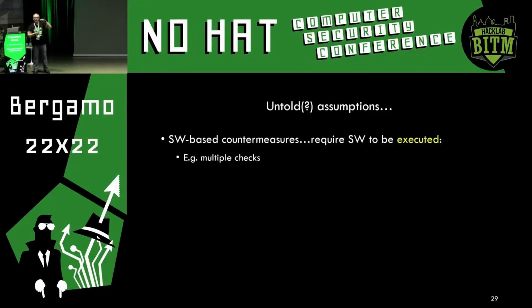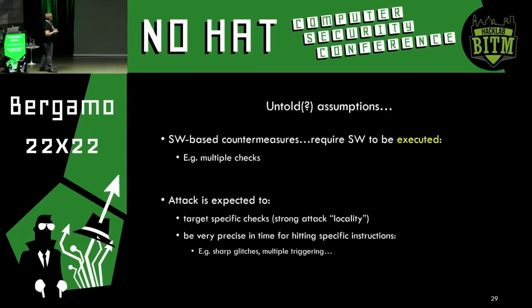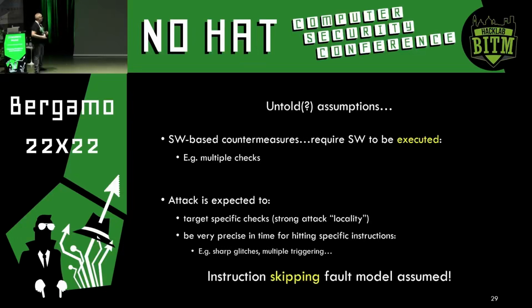First, in order to have those countermeasures in software, the software must be executed. That's the first one. There is another fact: the attack they have in mind with this countermeasure is expected to focus on those checks, and it also needs to be very precise in time. So they're making us hit more times and with more difficult targeting because of timing.